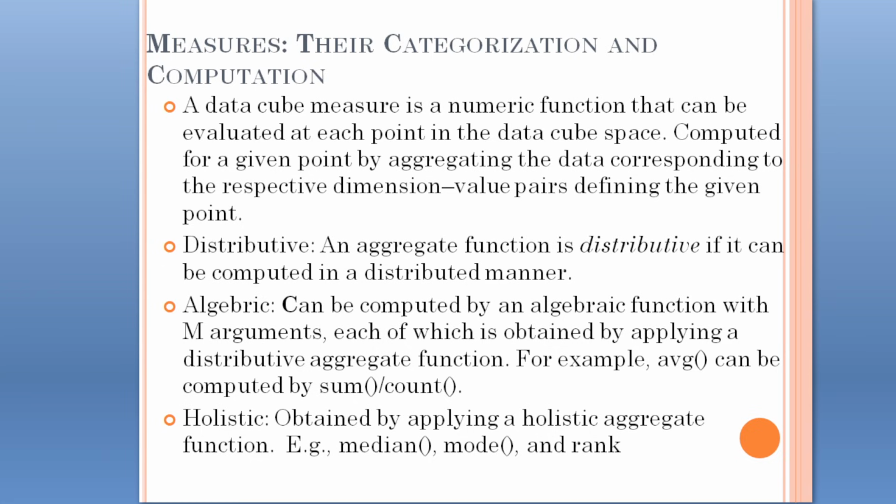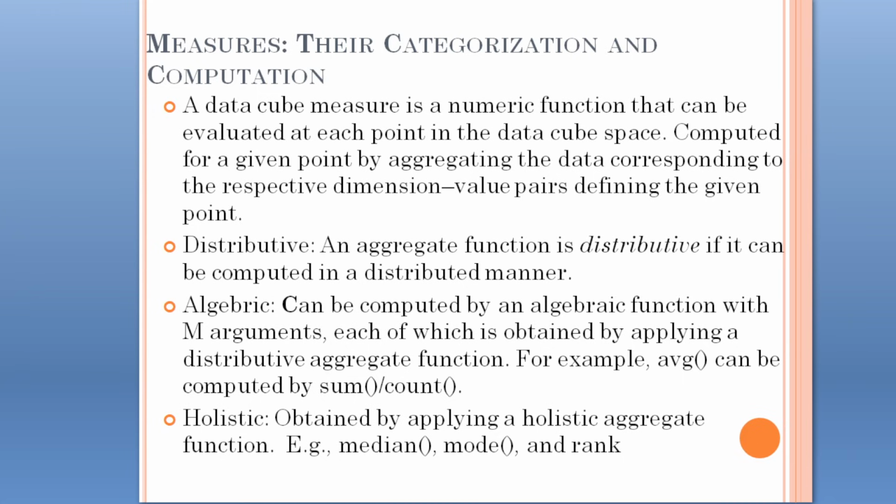The next is the algebraic aggregate function. A function is algebraic if it can be computed by an algebraic function with m arguments, each of which is obtained by applying a distributive aggregate function. For example, we have two distributive aggregate functions, sum and count, and by using both of them, we can calculate average. The third category is holistic.